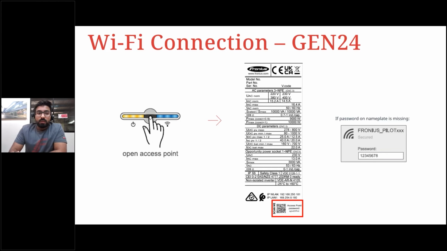All right, Wi-Fi connection on Gen 24s. There is a slightly different way to open the access point. You touch the sensor in the middle just once and wait for the light on the right-hand side to start flashing blue. Once it's active, you will find the network on the tablet, laptop, or your phone. The password you will get on the label on the Gen 24.